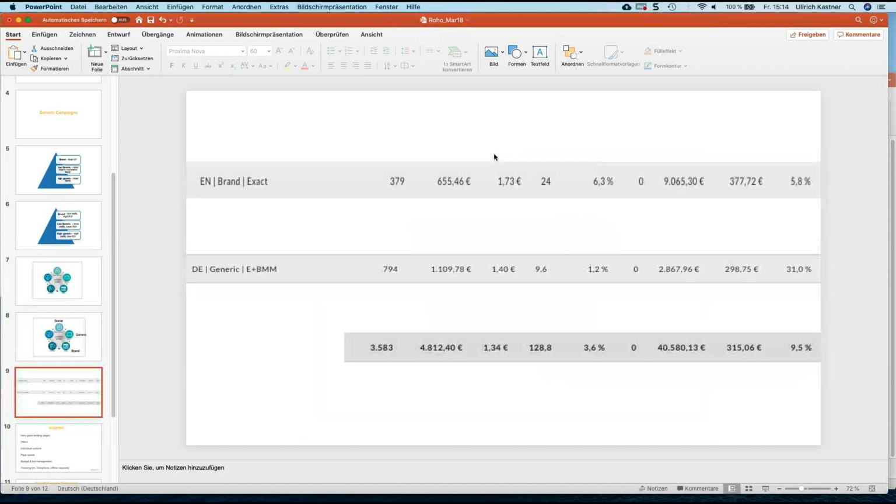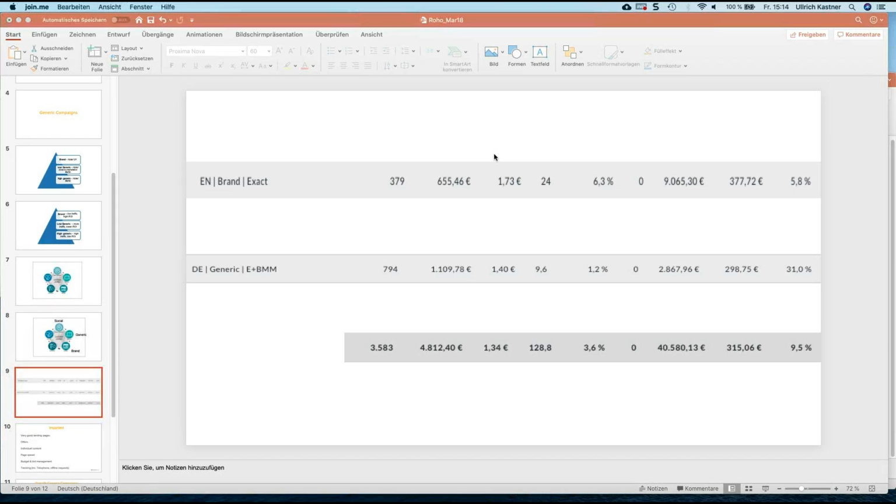So I put together some results, some screenshots I took a few minutes ago. This is one hotel we're managing, and we started with brand terms. On the top level, you can see the brand terms. This is a screenshot from our portal, so you get an exact breakdown of how each individual campaign on Google performs. You can see this hotel, for example, in January had 379 clicks on brand terms, on the English brand campaign.